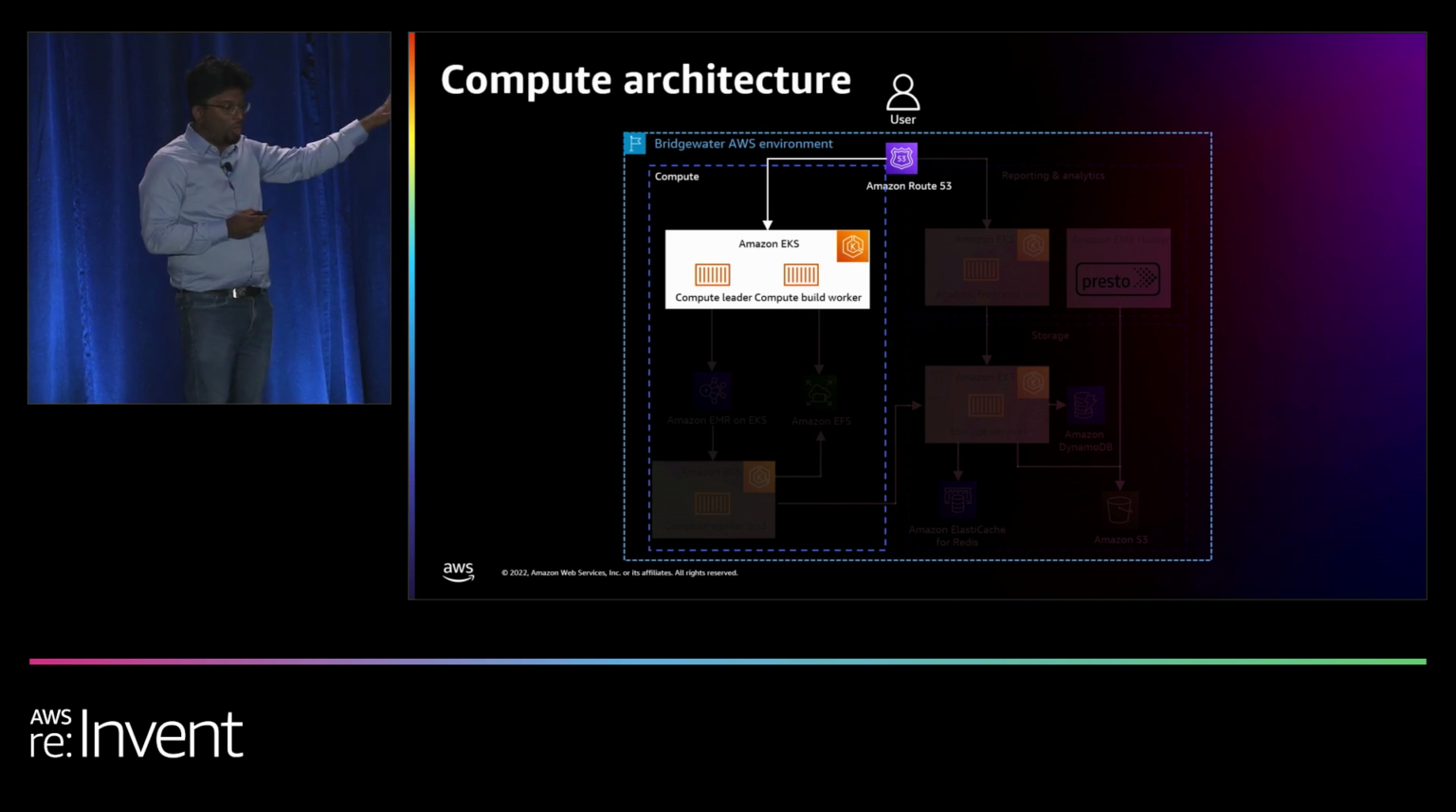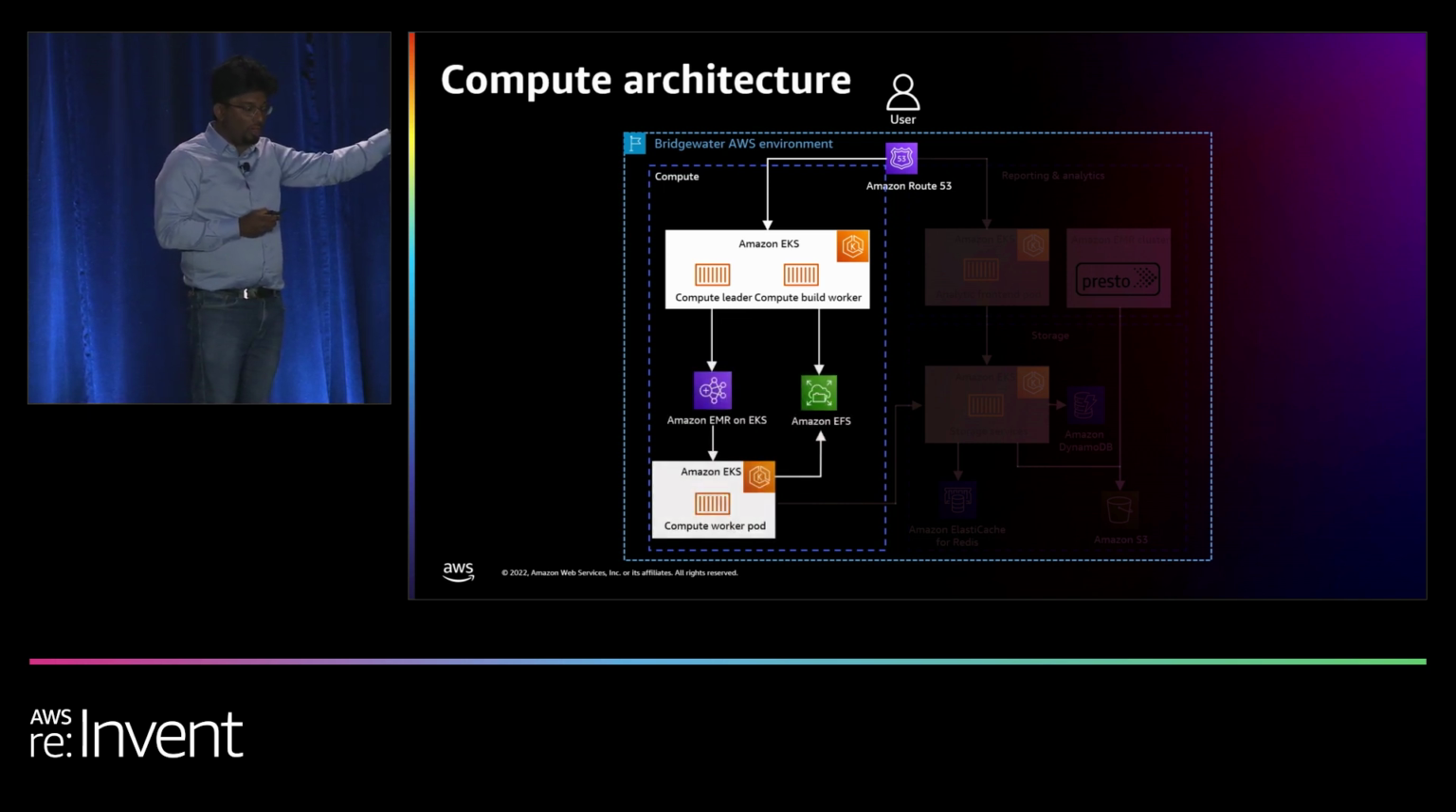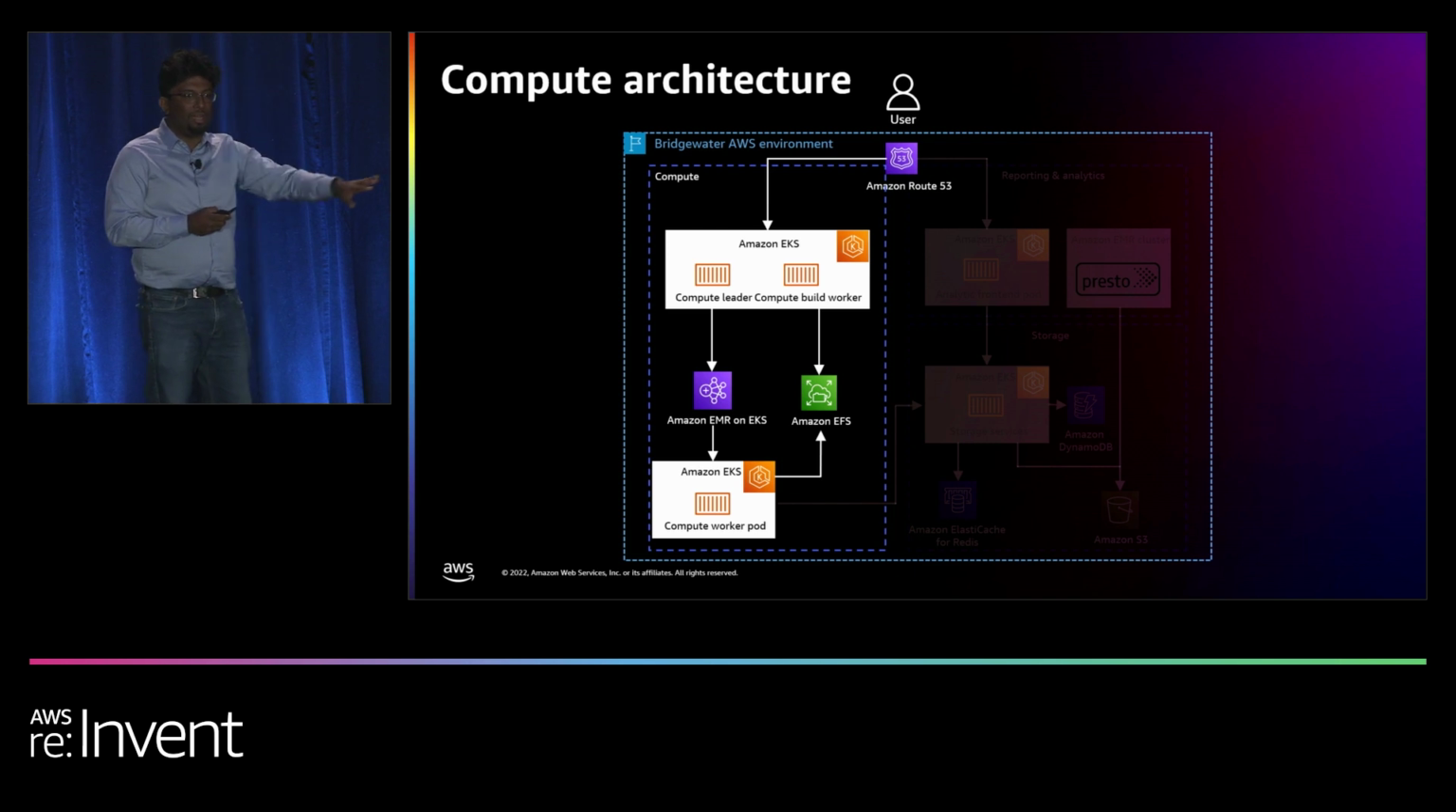They submit that code to the compute leader, which takes that code, compiles it in the build worker, sends that over to the worker pods to run that at scale. It is based on Amazon EMR and EKS. All the intermediate data during that simulation or modeling, we write that into EFS.